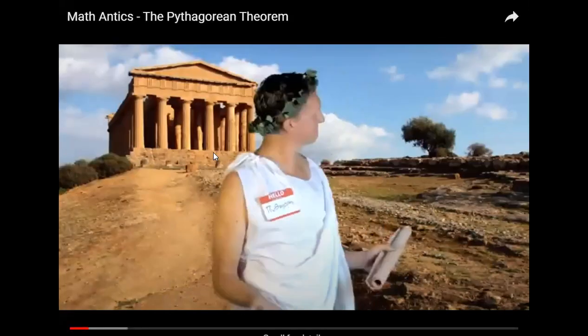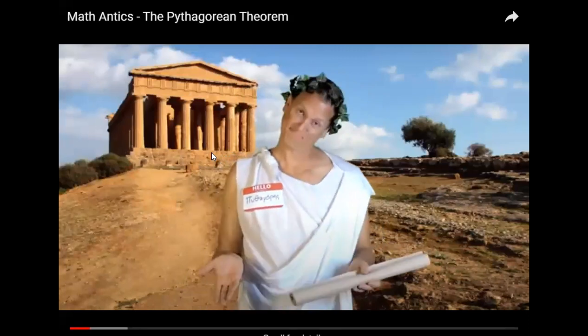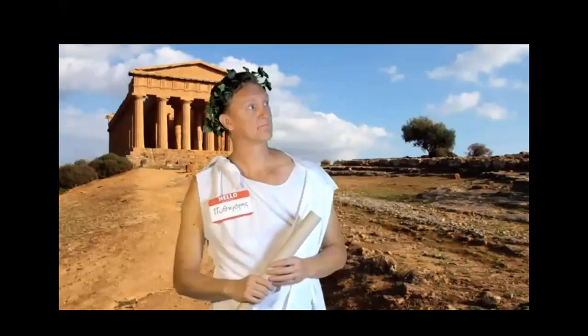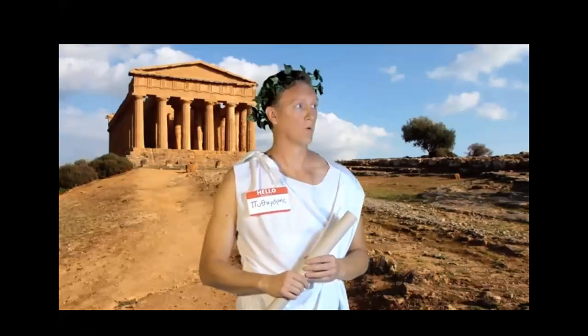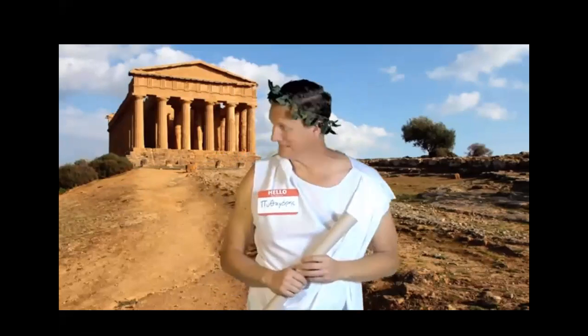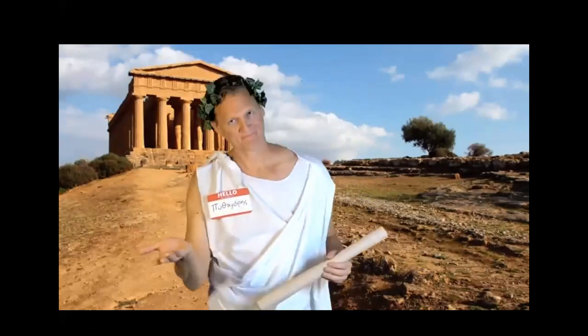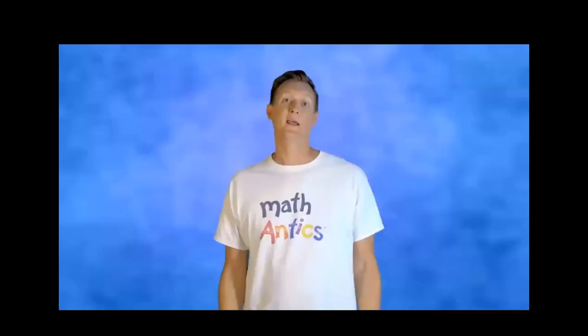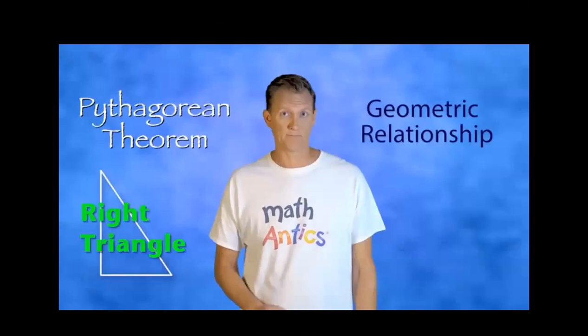He was this really smart dude who lived a long time ago in ancient Greece, and he proved the theorem. Well, historians aren't completely sure it was actually Pythagoras who proved it. It could have been one of his students or followers, but he usually gets credit for it. Anyway, the main thing you need to know is that the Pythagorean theorem describes an important geometric relationship between the three sides of a right triangle.